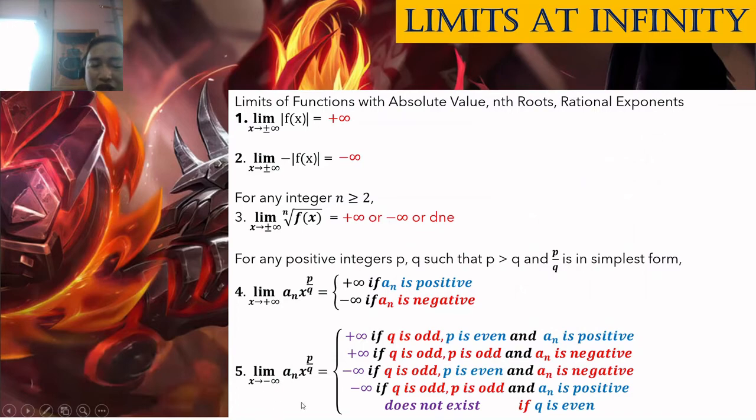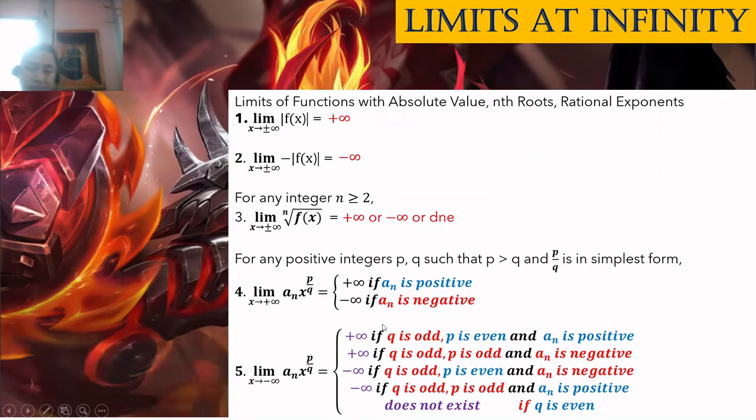But as x approaches negative infinity, there are many cases. Okay, let's look at each case. So class, if q is odd, okay, we have four cases. And then if q is even, so those are square roots, fourth roots, and so on, or any even number for q. So if q is an even number, and x goes to negative infinity, the values of x are negative, so the limit does not exist, that is it, class. Okay? You can also use the shortcut DNE, which means that the limit does not exist.